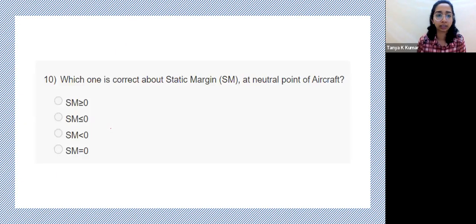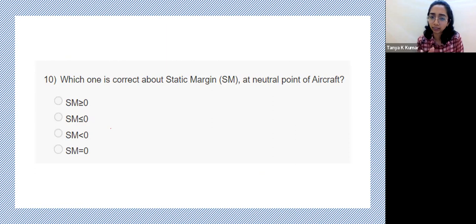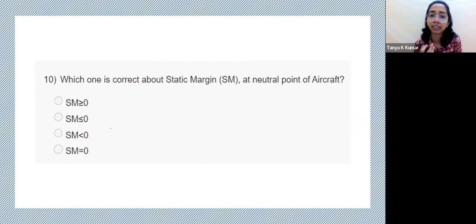Okay. So next question. Which one is correct about the static margin at neutral point of an aircraft? What is static margin? It is the point at which the CG and the neutral point of the aircraft almost meet, ma'am. Static margin is, like the name suggests, a margin, right? So it's a length, right? The difference between the position of neutral point and center of gravity. Correct. So for a stable, inherently stable aircraft, the value of static margin should be what? Positive or negative?